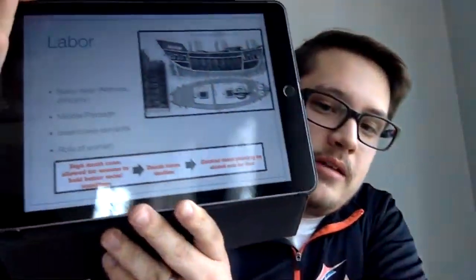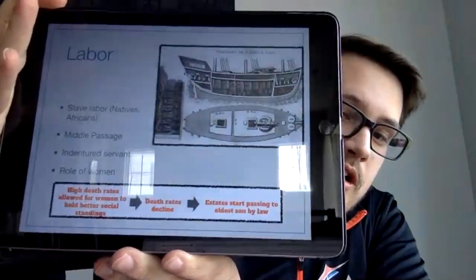But here at the bottom, there's this little kind of flow chart of what happens. In colonial times, death is really common, and so people died. It would not be uncommon for mothers to die in childbirth. That was a significant killer of women. But it allowed women to have a better standing in society, because so many people were dying, and you were running out of adults in general. And so they could own property. They got the things that were passed down, if their husband died. Those are all options.